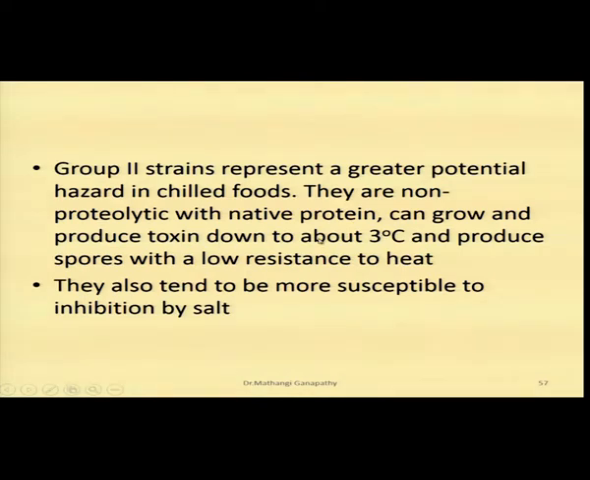Group 2 strains represent greater potential hazard in chilled food. This group 2 is non-proteolytic with native protein. It can grow and produce toxin to about 3 degrees centigrade. So even at 3 degrees centigrade, this organism can be metabolically active and produce the toxin. And they produce spores with low resistance to heat. And they are also more susceptible to inhibition by salt.